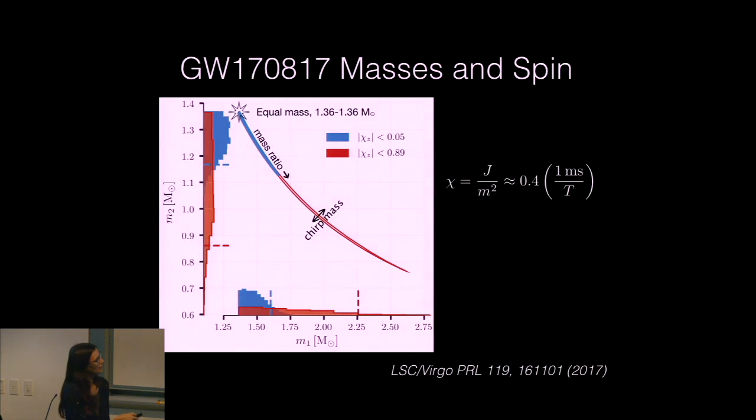So here, the red curve is done with a measure of the spin of the components, aligned with the binary or anti-aligned with the binary, of less than 0.89, which is screamingly loud for neutron stars. But with this very broad prior on the spin, we do reduce the recovered spin parameters to show that this is the least spinning gravitational wave source observed so far.